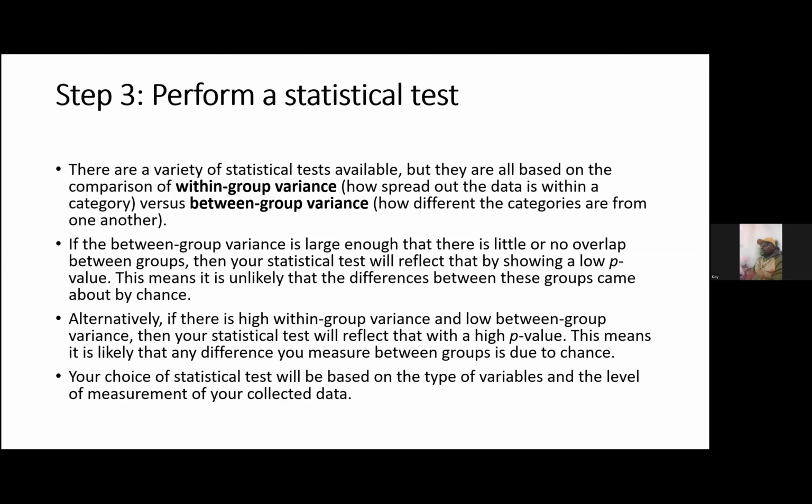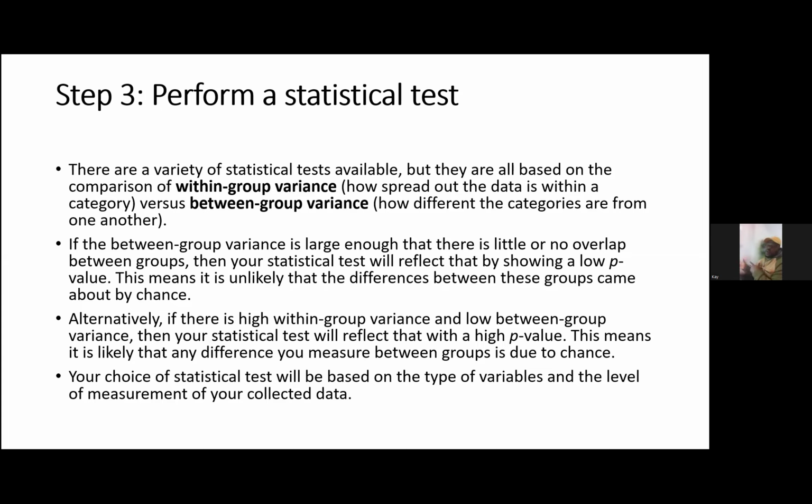Now, if the between group variance is large enough that there is little or no overlap between groups, then your statistical test will reflect that by showing a low p-value. This means it is unlikely that the difference between these groups came about by chance.